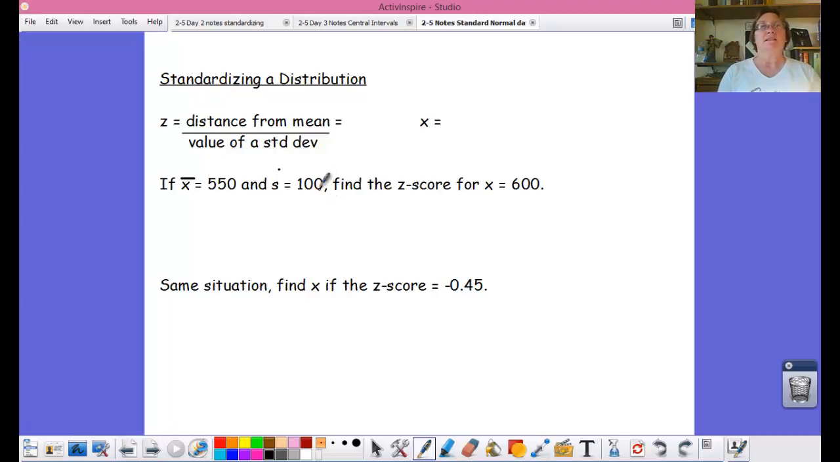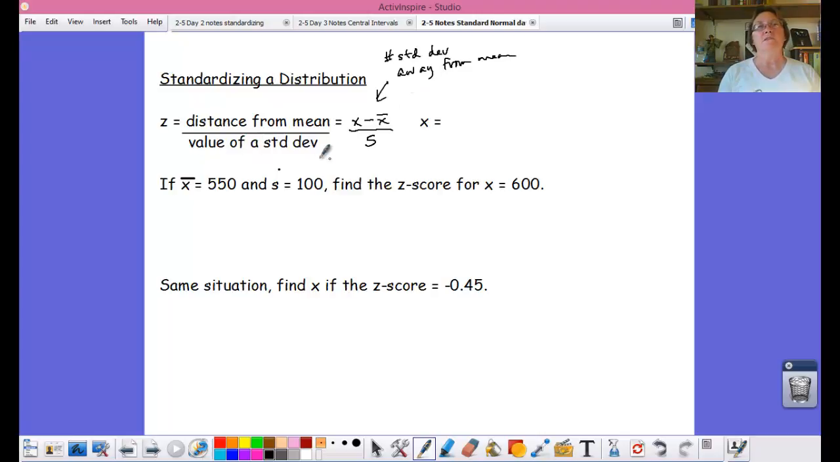We're going to get to our important topic today, standardizing a distribution. I'd like to remind you that the z-score you find is the distance from the mean divided by the value of a standard deviation. That is, if you think about this, to find a z-score, you'd have to know how far your data value is from the mean, the difference that your data value is from the mean, and if you divide that by the value of a standard deviation, that will tell you the number of standard deviations away from the mean that you are. And that's exactly what a z-score does. It tells you the number of standard deviations away from the mean.